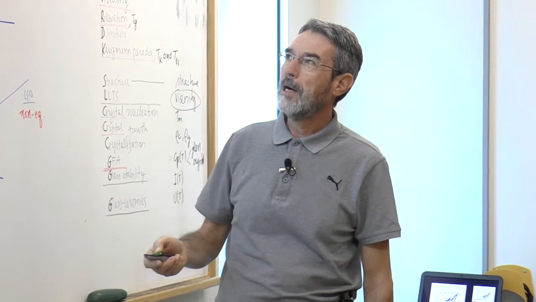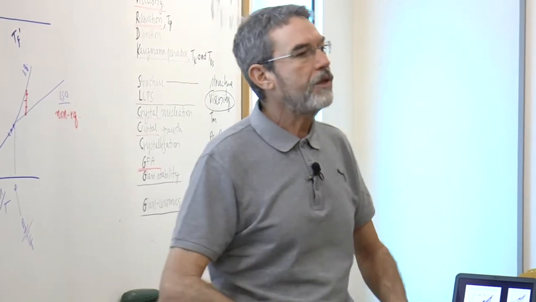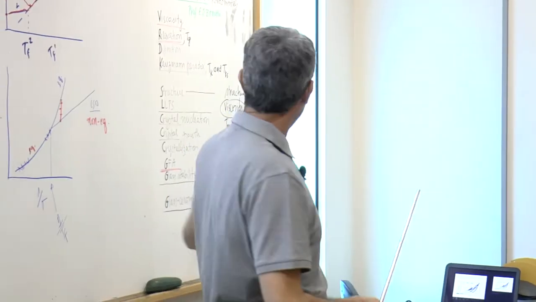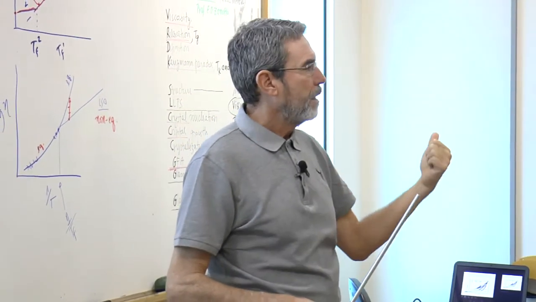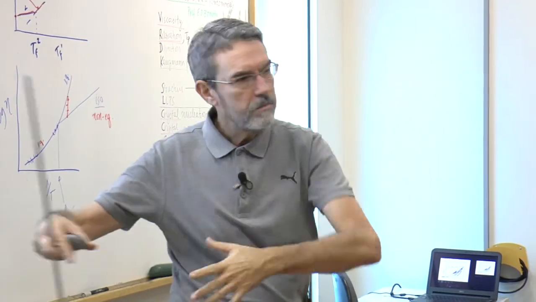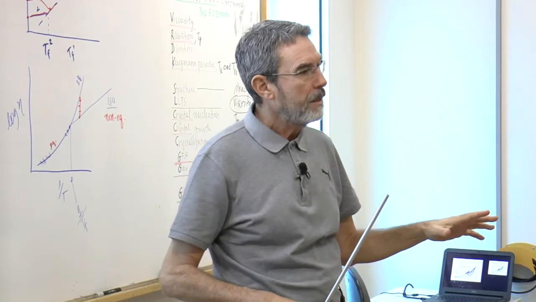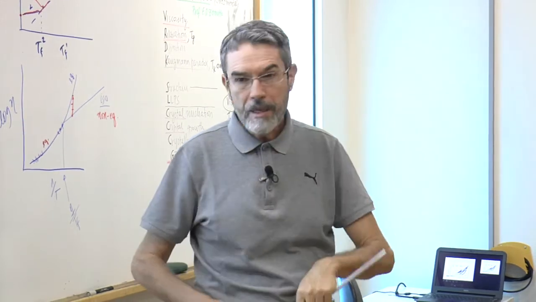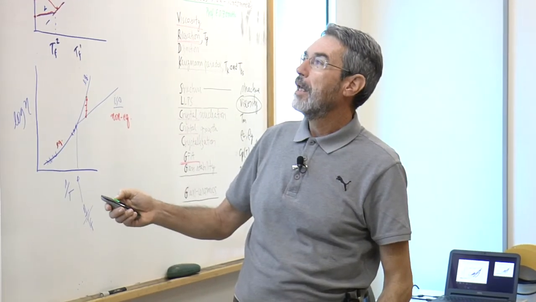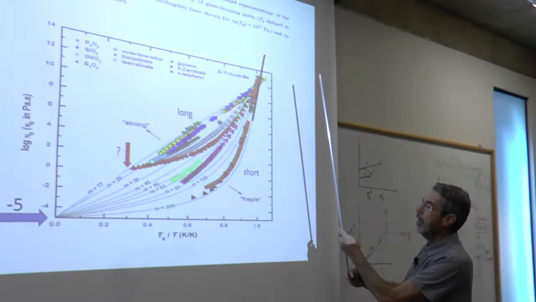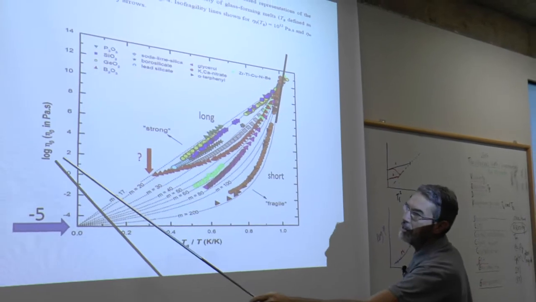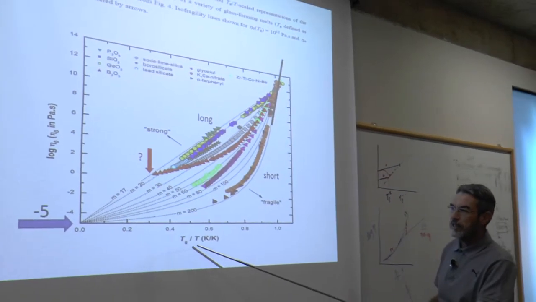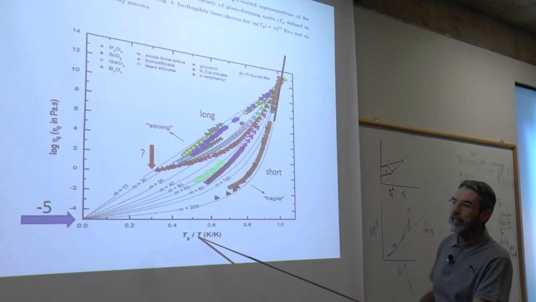Now, I was talking about fragility. Remember, in those equations, we had 3 unknown parameters. Eta infinity, which is more or less known. Tg, which you can measure independently of viscosity. And M. M is the fragility, is this quantity here. M is the derivative of the viscosity. This is the viscosity curve. The scale is Tg over T.